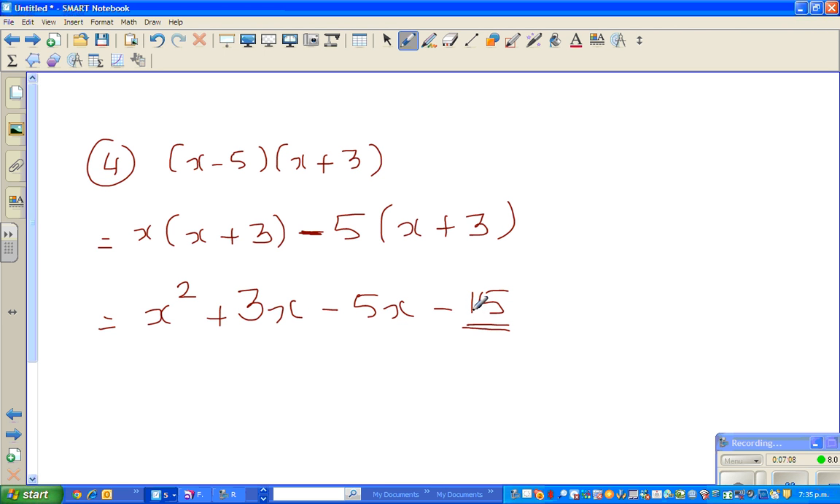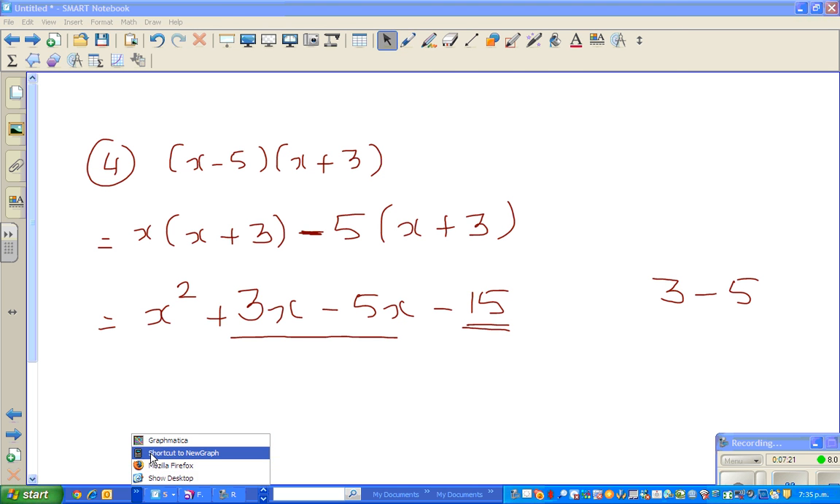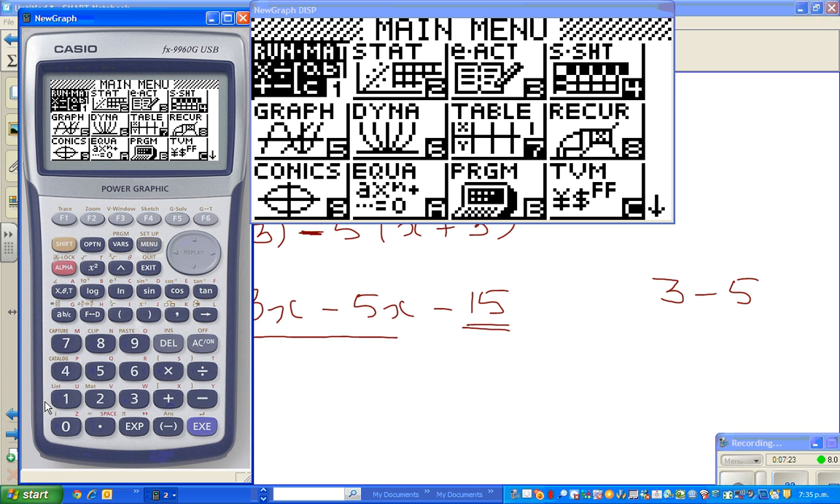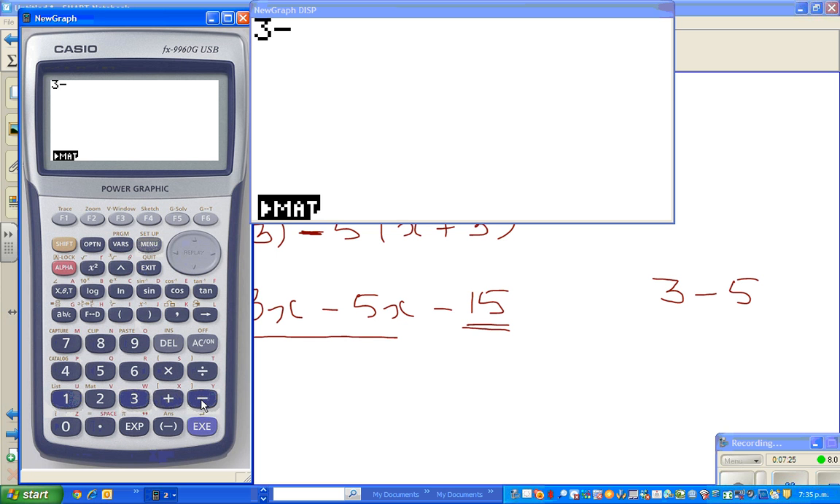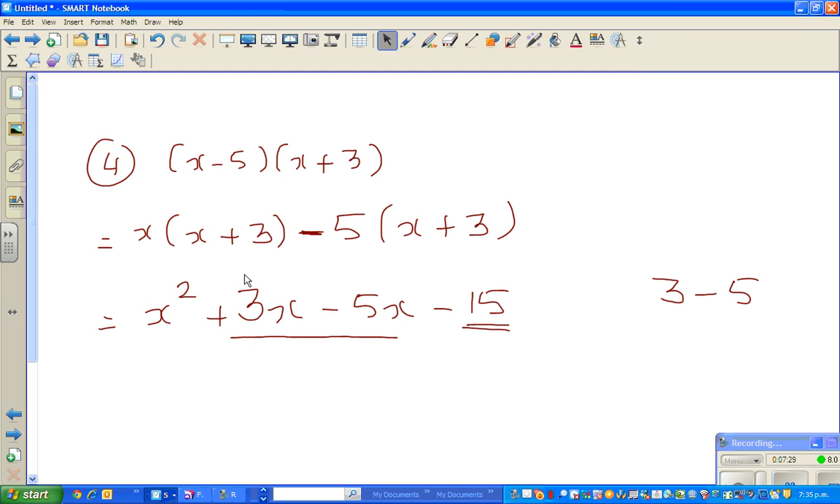Okay, now, okay, I'll not confuse you. So now this 3, I had to think, what is 3 minus 5? Okay, x is our common. So I'll get my calculator out and I'll type in 3 minus 5, which is negative 2. So my answer would be x squared minus 2x minus 15. See you in the next video.